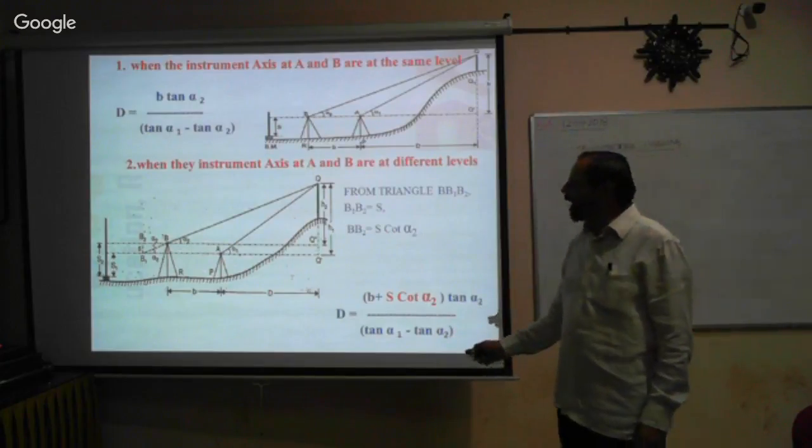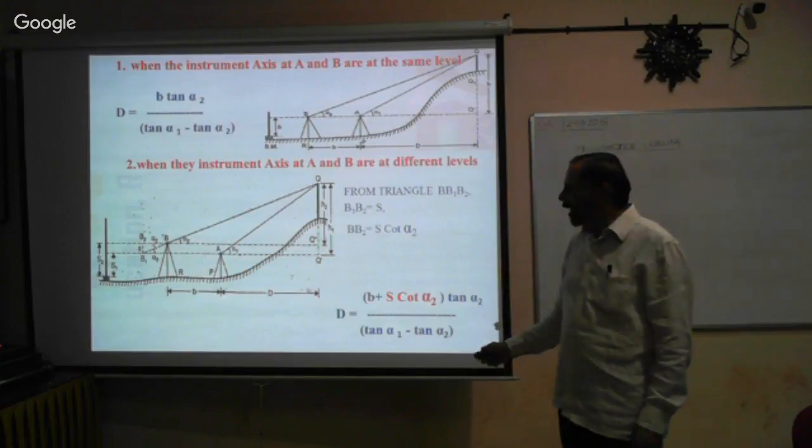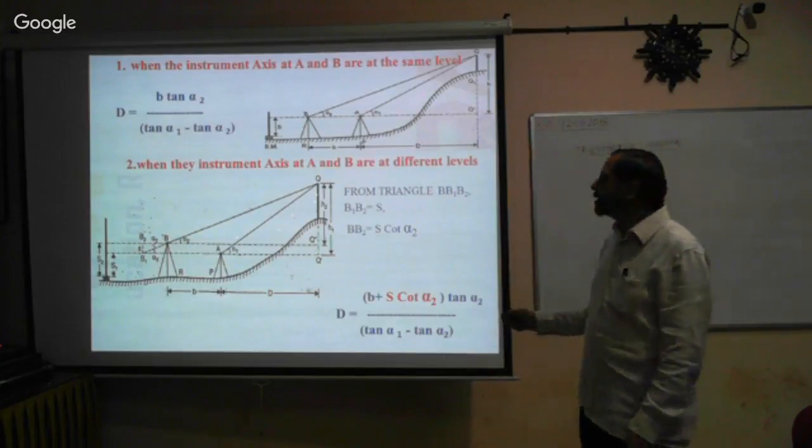Now again we have alpha 1 and alpha 2 data, and B is known, and similarly S1 is known, and S2 is also known. Now consider the first triangle.